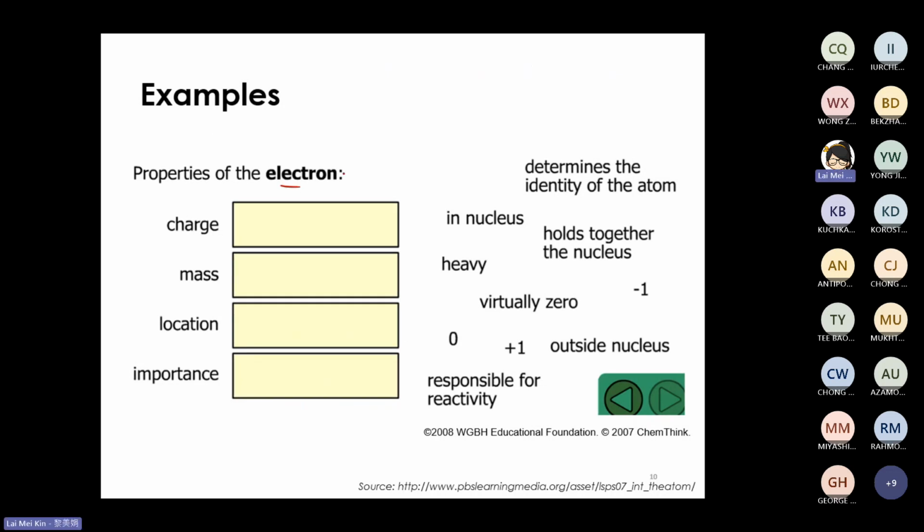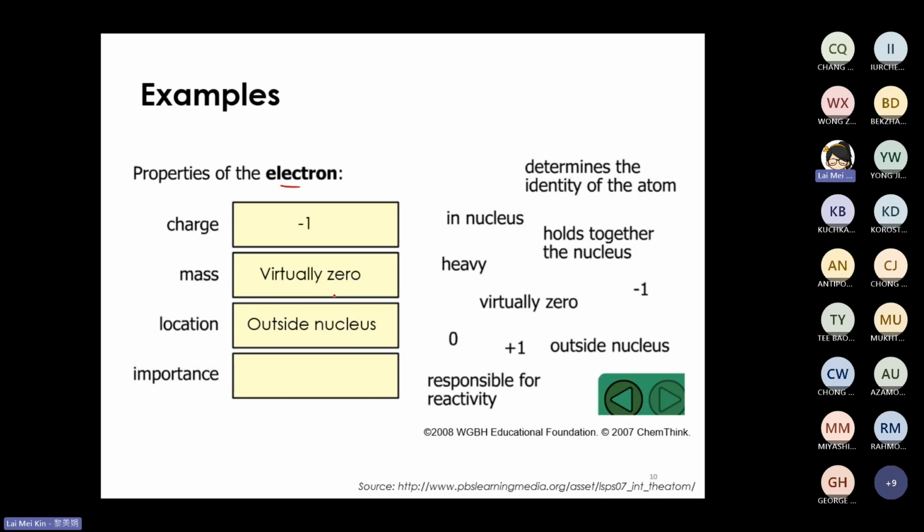Okay, next we have electrons. The charge of electrons, -1. The mass of electron, virtually 0, because it's very, very light. Location of electrons, outside. It's not bound in the nucleus, it's outside the nucleus. It's the only thing that is free around to move.